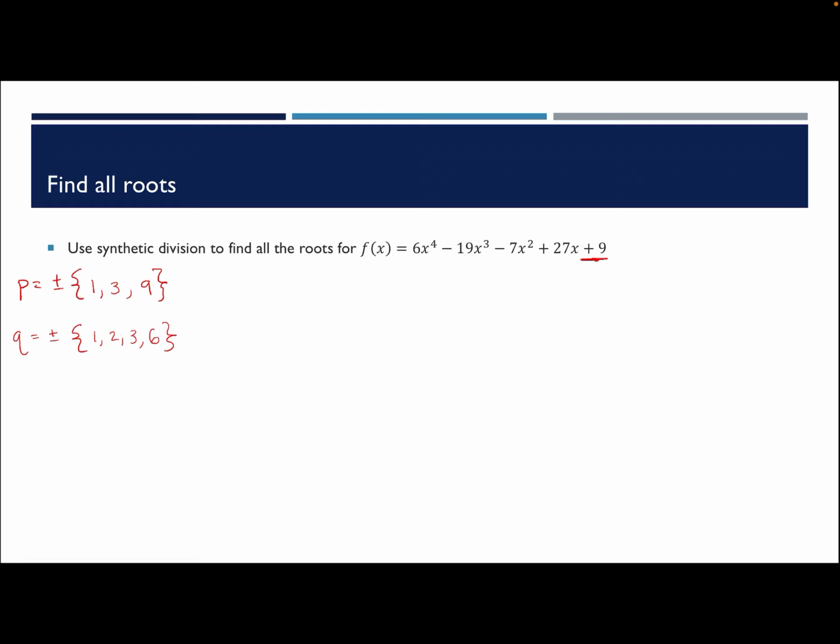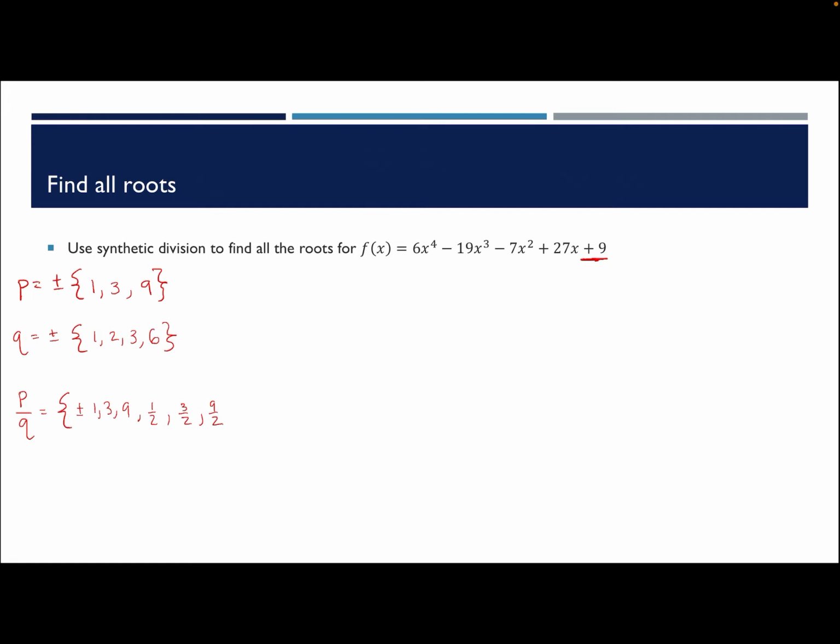So let's see. So our p over q list is going to equal, right, again, all of the values. So first, we're going to get just all of the whole numbers because we're going to divide by 1. So we'll get plus and minus 1, 3, and 9. And then we take all of the values and divide by 2. So we'll get plus and minus 1/2, plus and minus 3/2, and plus and minus 9/2.